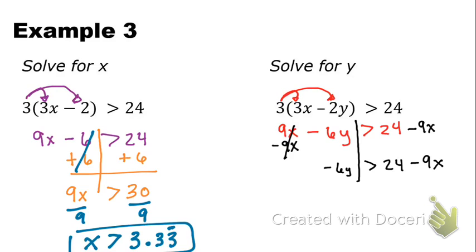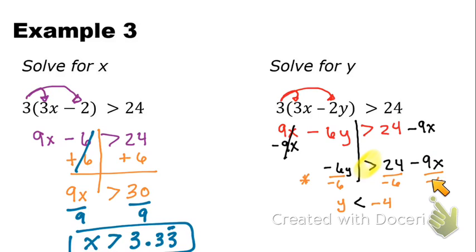All right, so then our next step, just like here, to get rid of this 9, we divided by 9. So we'll divide each term by negative 6. Now hopefully you remember the little rule that if you divide by a negative, the inequality symbol will switch directions. So it's going to be y less than 24 divided by negative 6, which is negative 4.